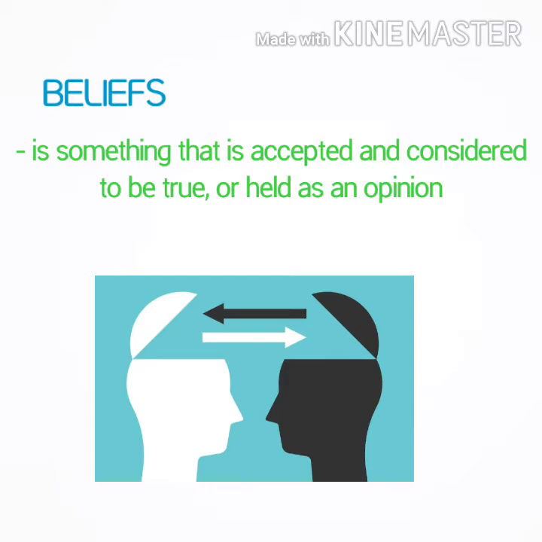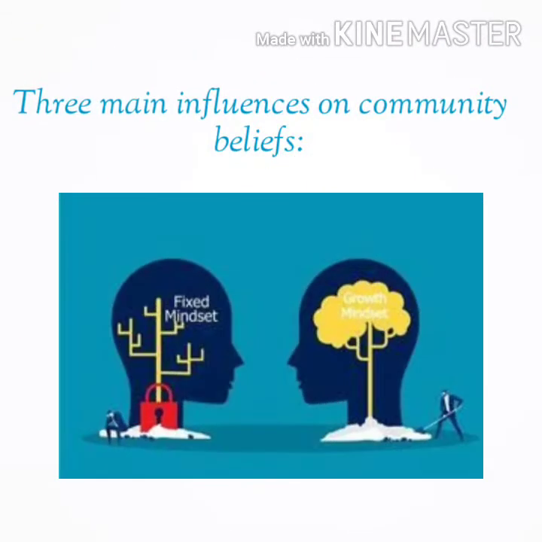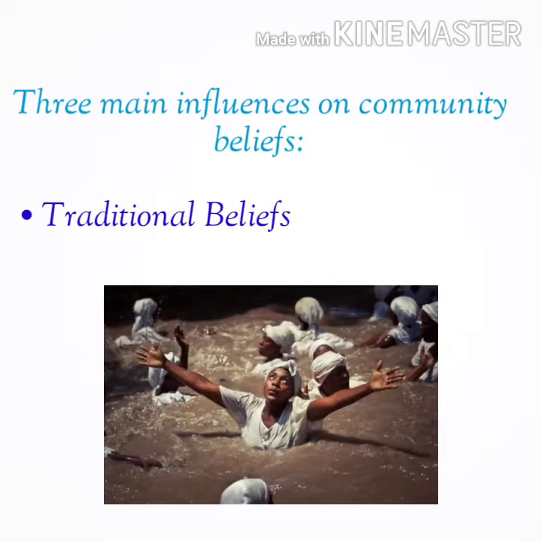So there are three main influences on community beliefs about disability. First is the traditional beliefs. Disability has often been regarded as the consequence of a curse, spell, or other magic being used against the parents by other community members. These beliefs is that the birth of a child with disability is the consequence of a particular action on the part of the parents.